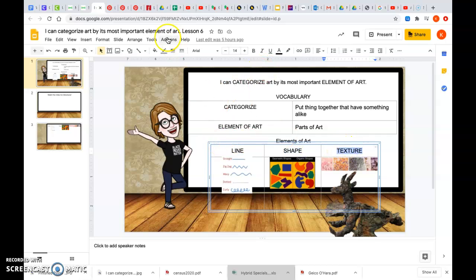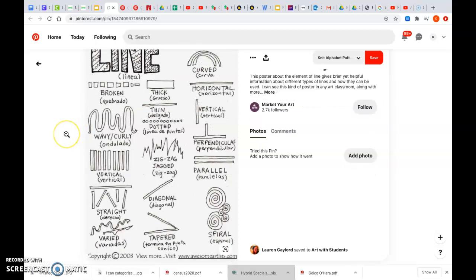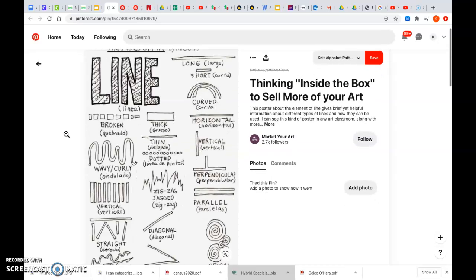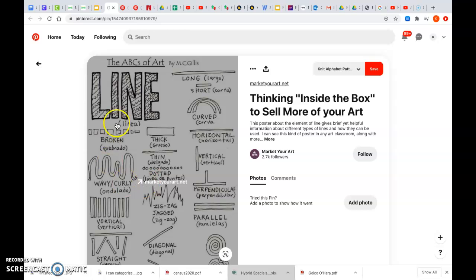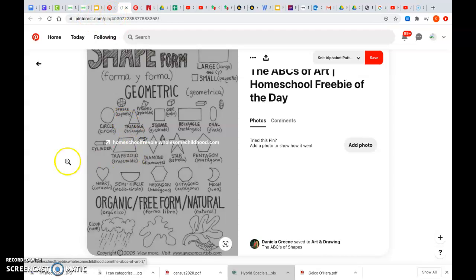Okay, so let's start out with line. We've used lines a lot. Okay, but you can see these are all sorts of different kinds of line. All right, so we're going to be looking for pieces of art that have the most important part is their line, and then next is shape.